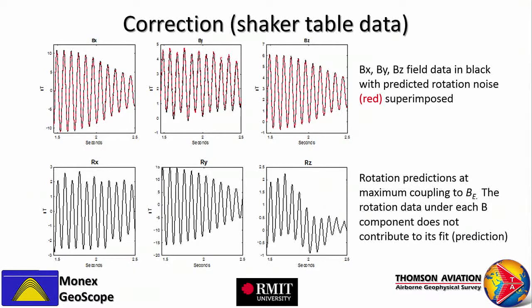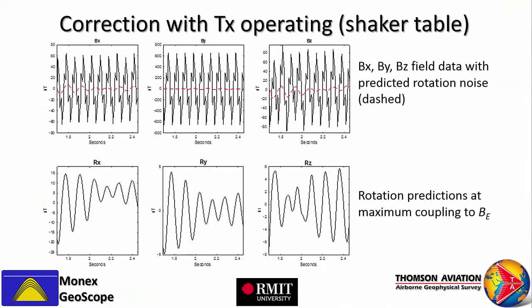If we measure the rotation in the three directions, in black there we can see the actual measured data, and the red curves are the predicted data based on the rotation rates. So just the rotation rates, basic trigonometry. You had to solve a linear least squares with a few basis functions, but you get the ability to predict the B field response based on pure rotation rates. If you can do that, then you can subtract one from the other, and hopefully, hey presto, it's all going to work. This is a shaker table example, not an airborne one.